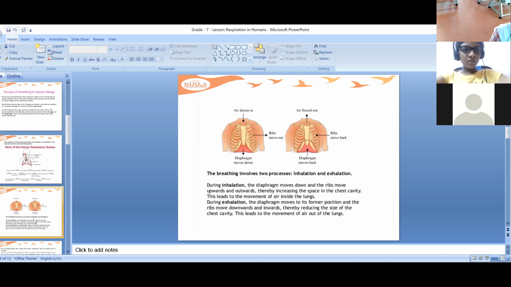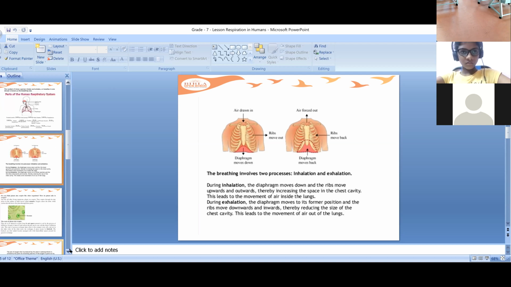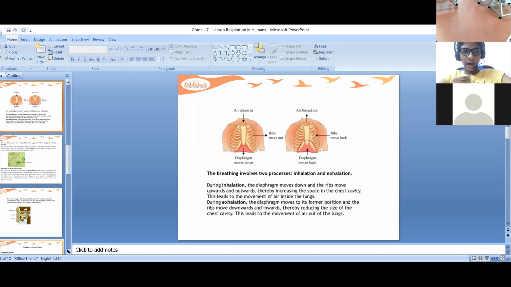Here in this picture, you can see the diaphragm moving down and moving back. I have even shared the video of the process of respiration with you. I think you have seen it. When we inhale, the diaphragm will move up, and when we exhale, the diaphragm will move down. Do you want to see that video once again?